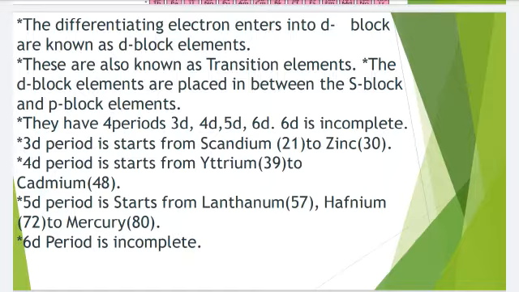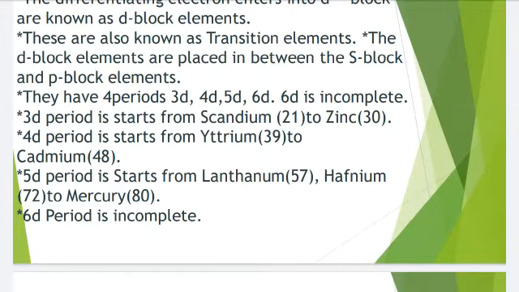The s block elements are placed left side to the d block elements. The p block elements are placed right side to the d block elements. They have four periods. Those are 3d, 4d, 5d and 6d. 3d, 4d, 5d series are most important in d block elements.